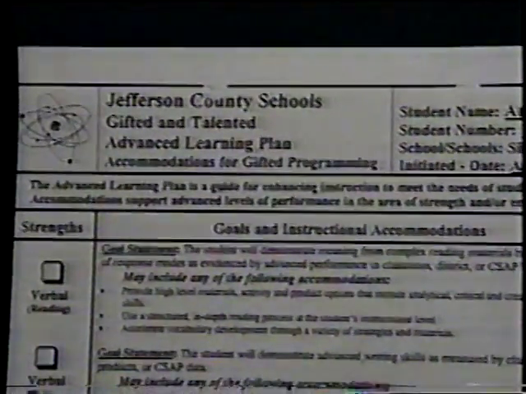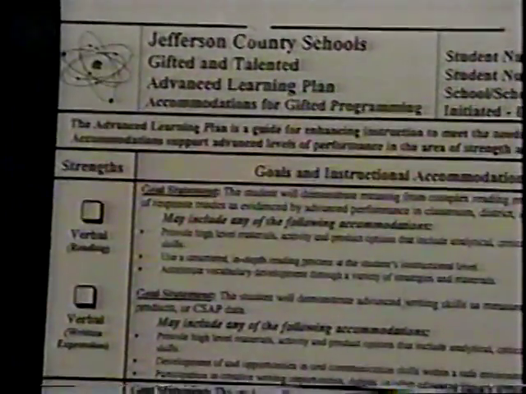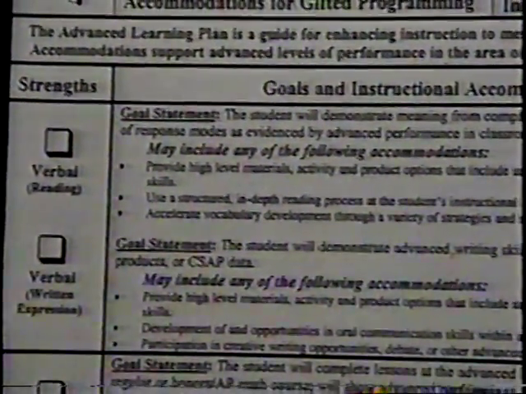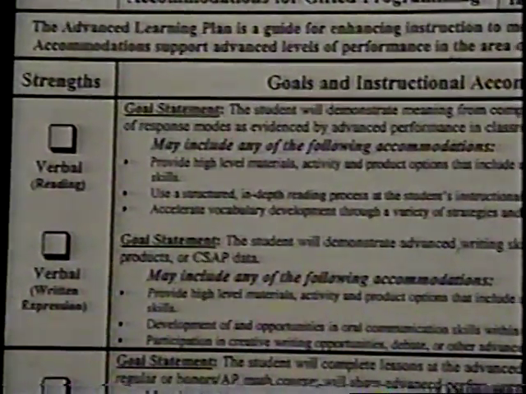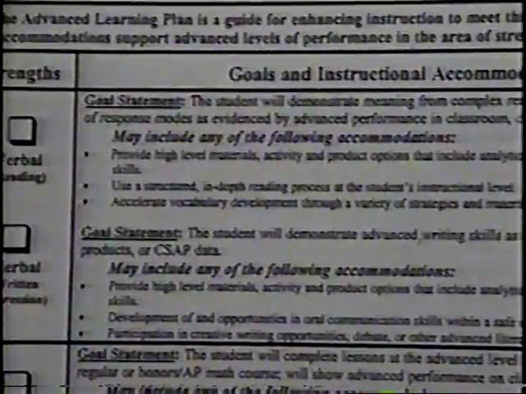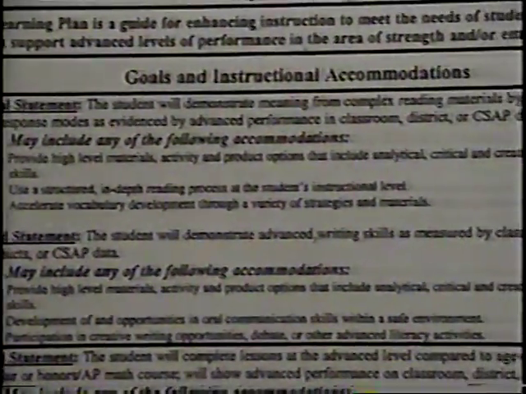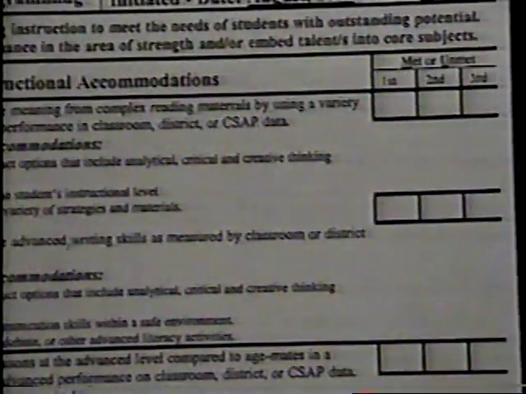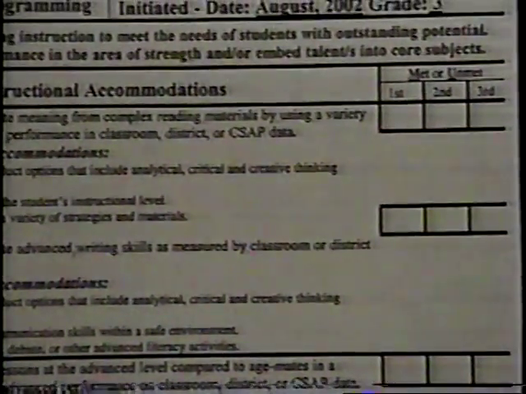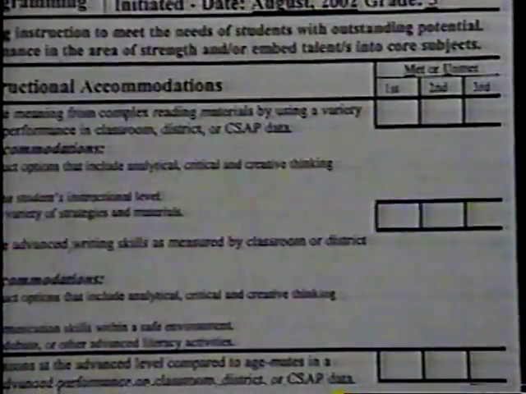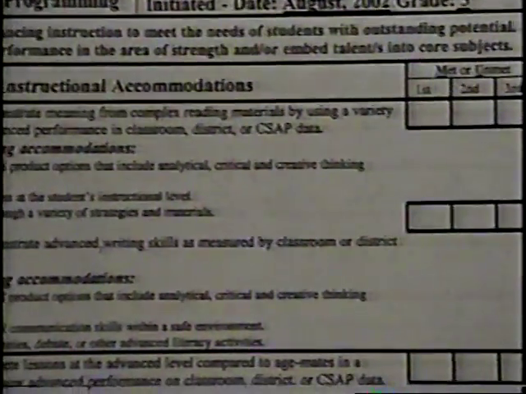On the ALP, as Cindy mentioned, are strength areas of the student, as recognized from the student profile form. Next to the strength area is a goal for the student. This is what the student may accomplish by the end of the year in his or her strength area. The teacher keeps track of how the student is doing on the goal, and at the yearly ALP review, marks whether the goal was met or unmet.